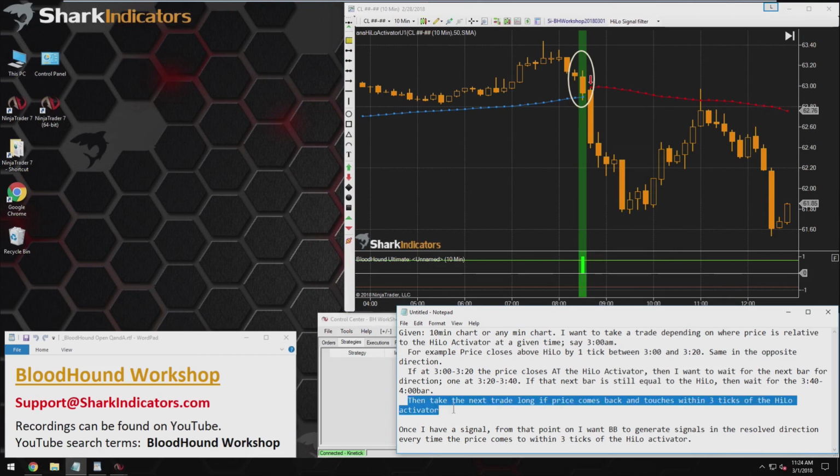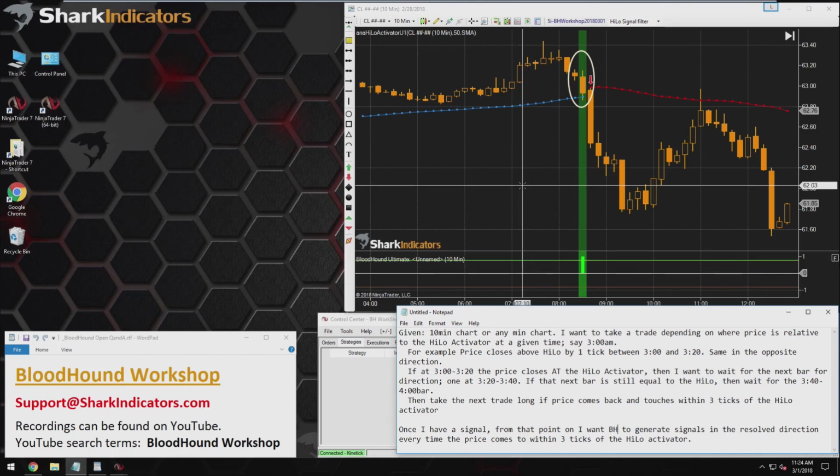Okay, so we have this clarified, this last part. So let's focus on this last thing from Blackbird. All right, so we want Blackbird to generate signals. Well, Blackbird never generates signals. Only BloodHounds generate signals. So actually, let me adjust that back to BloodHound. So BloodHound will generate signals in the resolve direction every time price comes back to within 3 ticks of the high-low activator.